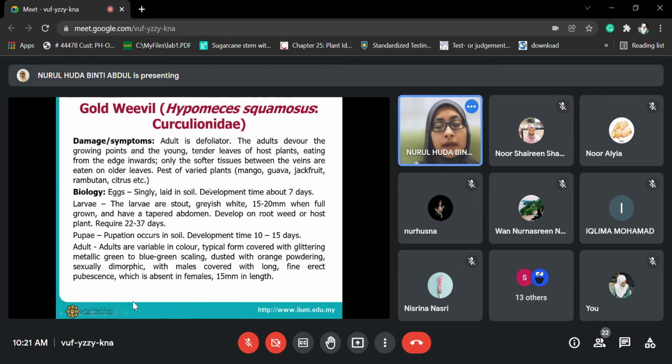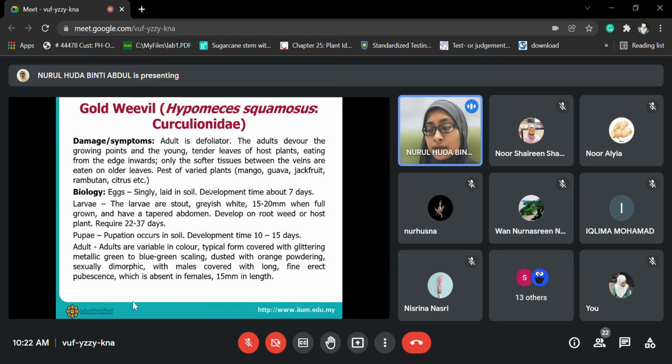Okay, and the host for this insect is a lot. Maksudnya dia banyak. It can eat any type of plant, but it prefers large trees like fruit trees. Okay, like mango, guava, jackfruit, rambutan, citrus, and usually this damage or this pest infests during nursery.